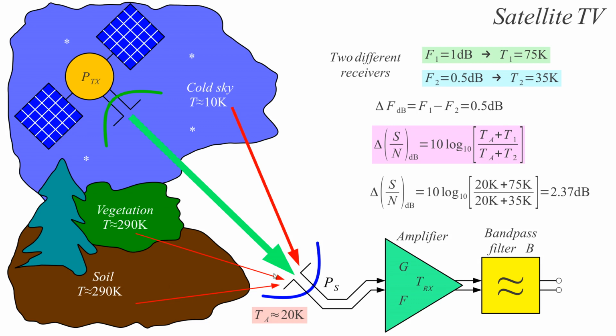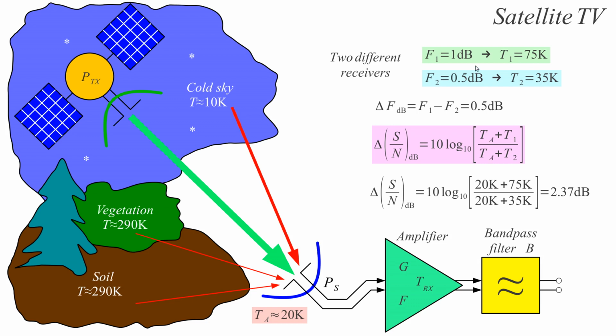According to this example here, the first receiver was 75 Kelvin, the second receiver was 35 Kelvin. Antenna temperature is always held at 20 Kelvin. So 20 Kelvin plus 75 Kelvin, 20 Kelvin plus 35 Kelvin, we divide, we take the logarithm, and we obtain an improvement of the signal to noise ratio by 2.37 dB, almost 2.4 dB improvement.